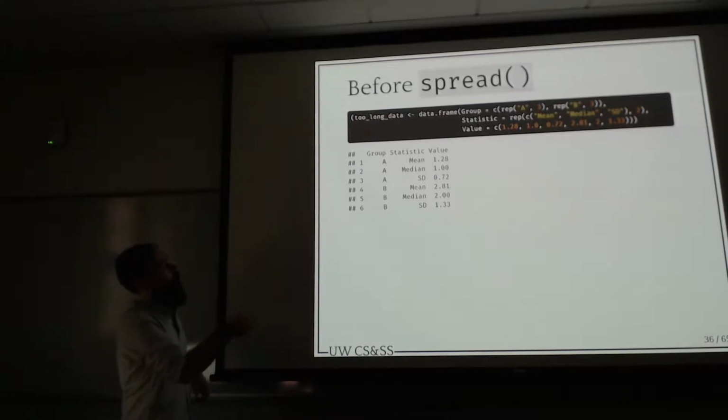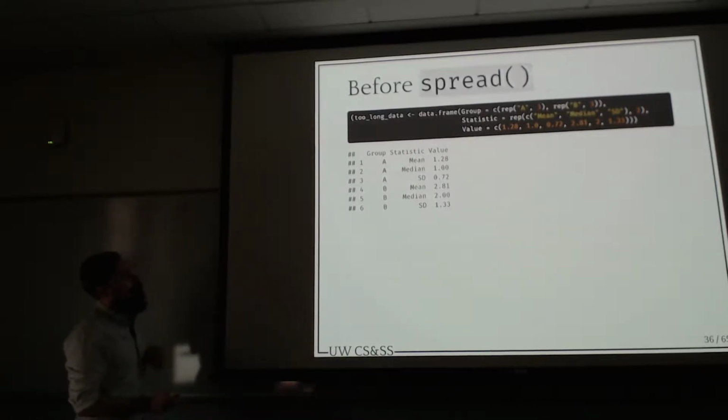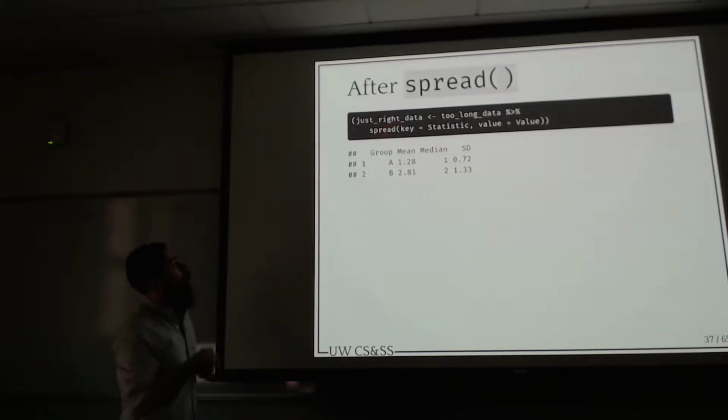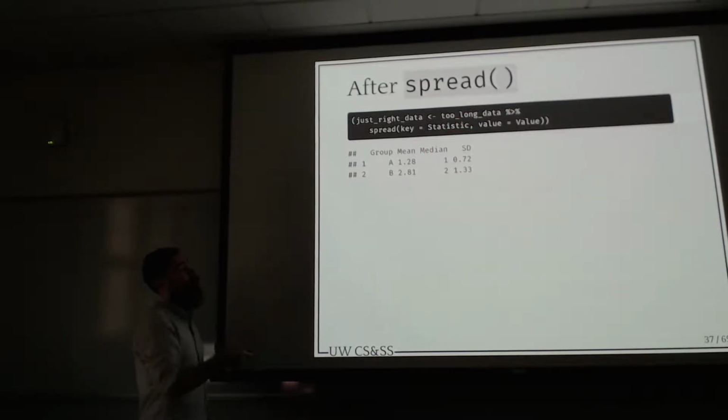If I have data like this that are too long, we want them to be wide. So that was the same data I had before. I can say, take my too long data, spread them. The key is the statistic and the value is the value. It will automatically know what new columns to generate based on the values of statistic, and it will populate the cells of the table using the values.